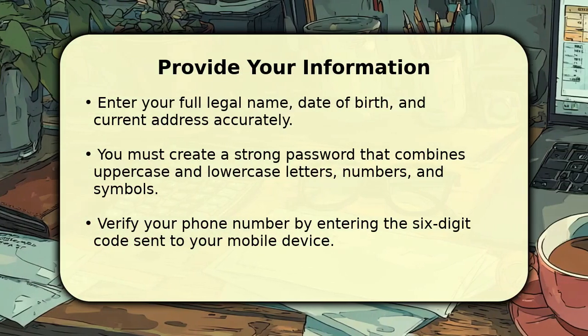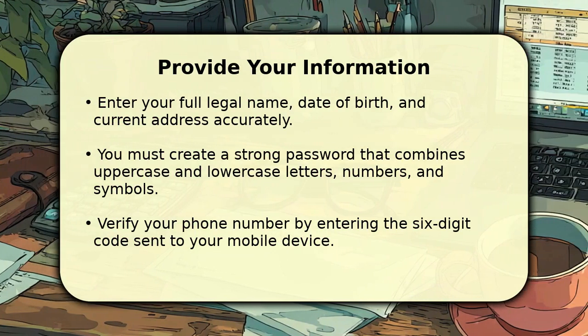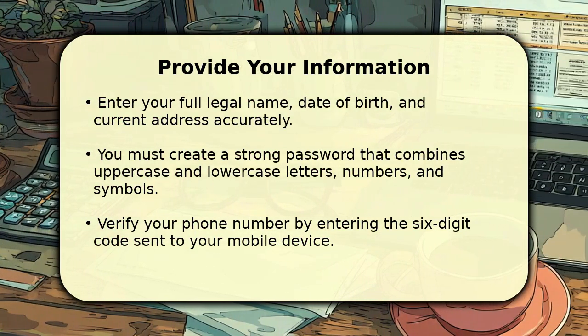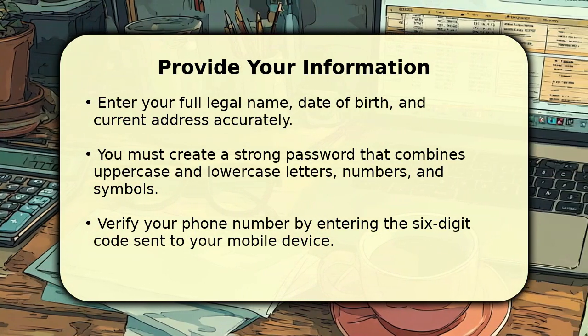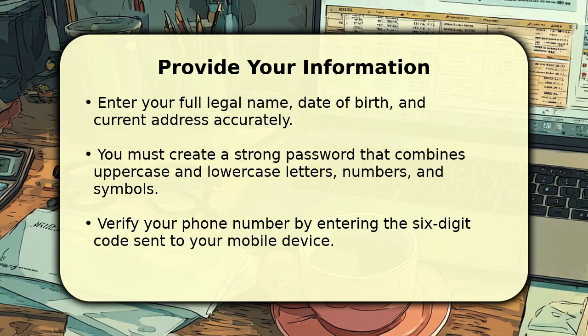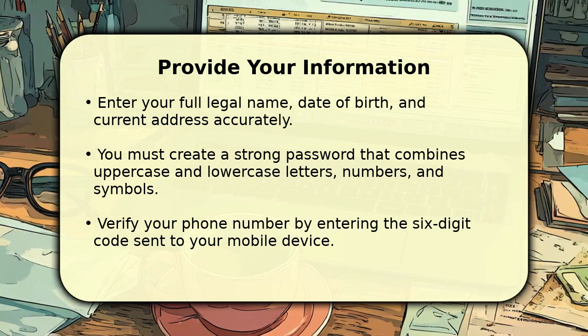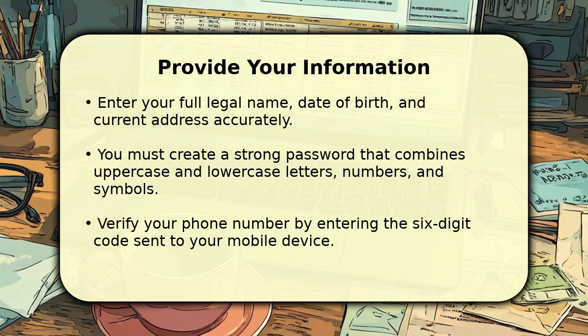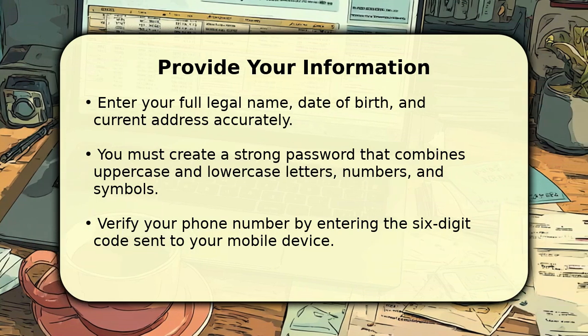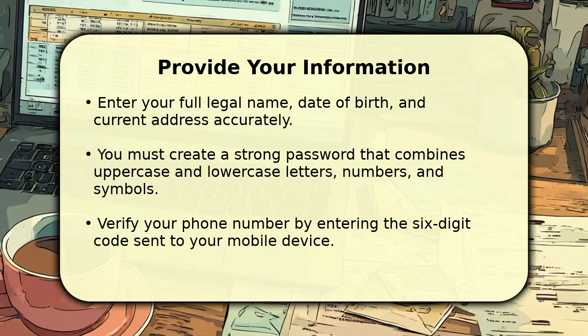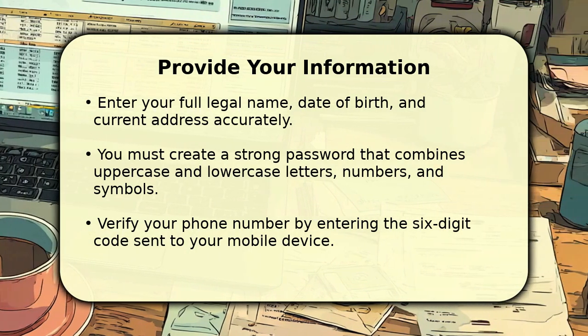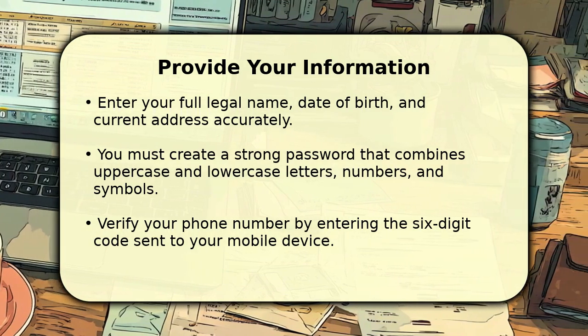Next, you will need to provide some personal information to secure your account. Enter your full legal name, your date of birth, and your current residential address. It is crucial to use accurate details for successful verification. You will also create a strong, unique password to protect your account. Finally, complete the phone verification by entering the 6-digit code that PayPal sends to your mobile phone.